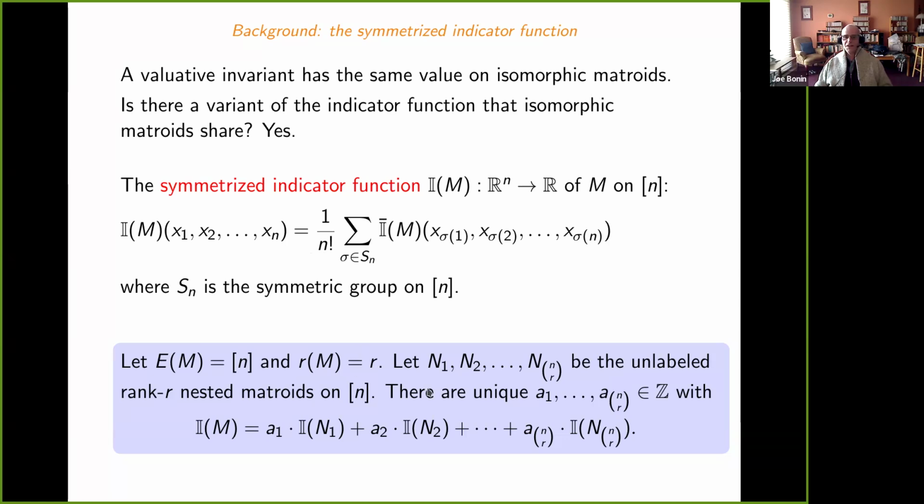And you still get the same result. If you take a matroid on n elements, rank r, and you look at the unlabeled rank r nested matroids on that ground set, then there are unique integers so that the symmetrized indicator function of M is that combination of the symmetrized indicator functions of the nested matroids, the unlabeled nested matroids. Okay.